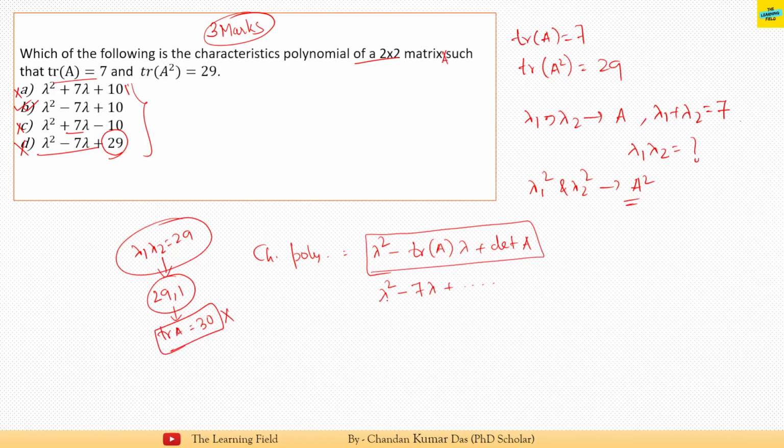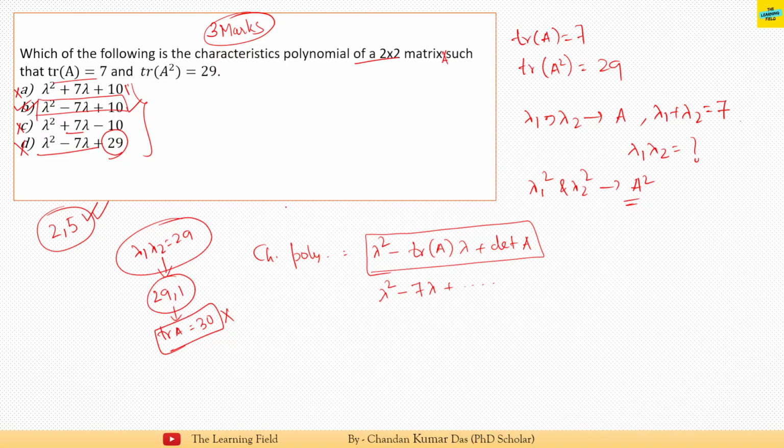We can also verify that if lambda 1 plus lambda 2 equals 7, then very easily we can take lambda 1 equal to 2 and lambda 2 equal to 5, or 1 and 2. This perfectly satisfies our question, which is given in option B here. So these options may not be in the right order, but this is the correct answer of this question. Fine.